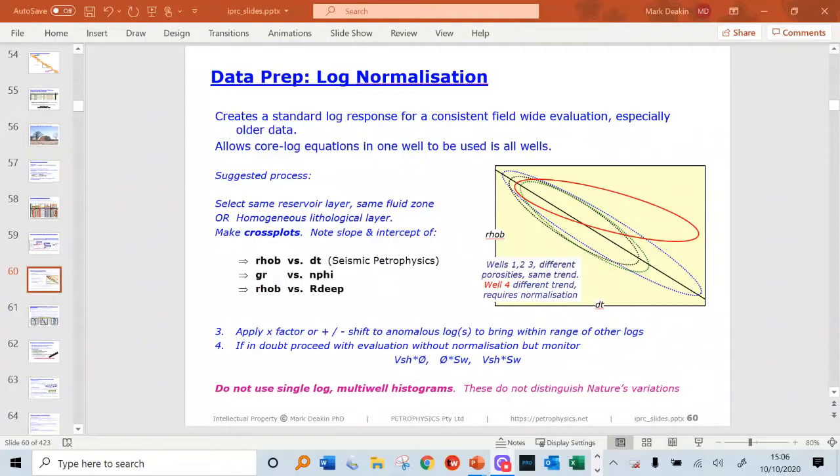Okay, so the key point about log normalization is don't use histograms. Use 2 curves to establish a trend between those 2 curves, and then you will be aware of when that trend is being violated by some bad data. That's all I want to say about data preparation. We'll move on now to vClay and lithology.